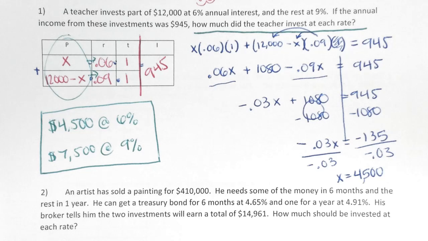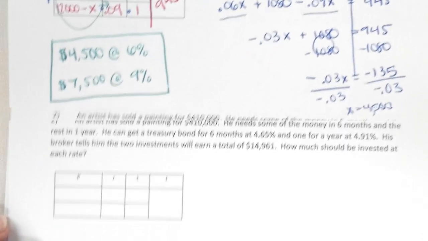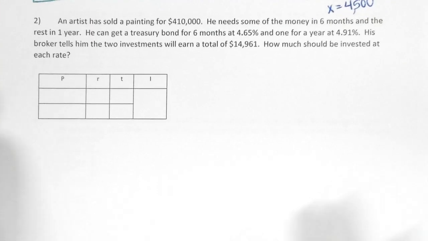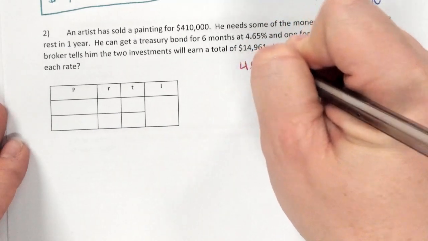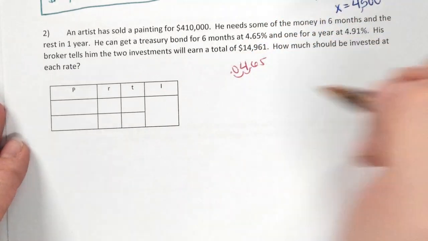Okay, so knowing that, let's look at the next one. This next one says an artist has sold a painting for $410,000. He needs some of the money in 6 months and the rest in 1 year. So this tells me time, and they're different. He can get a treasury bond for 6 months at 4.65%. So right away, I know I can get this 4.65, turn it into a decimal, and I get 0.0465.